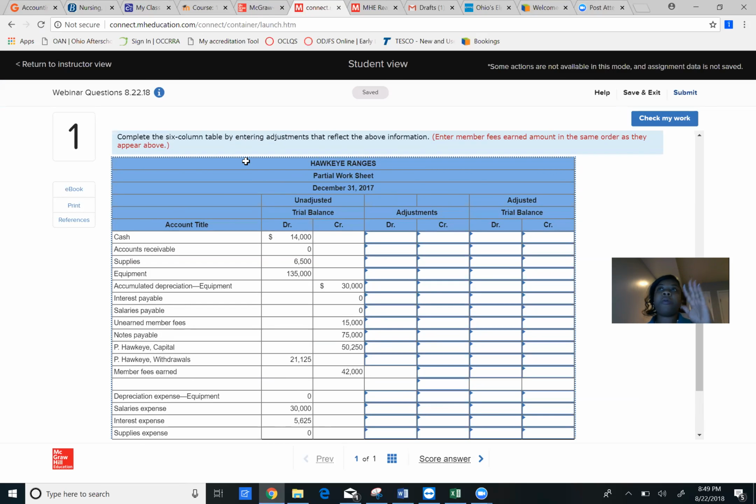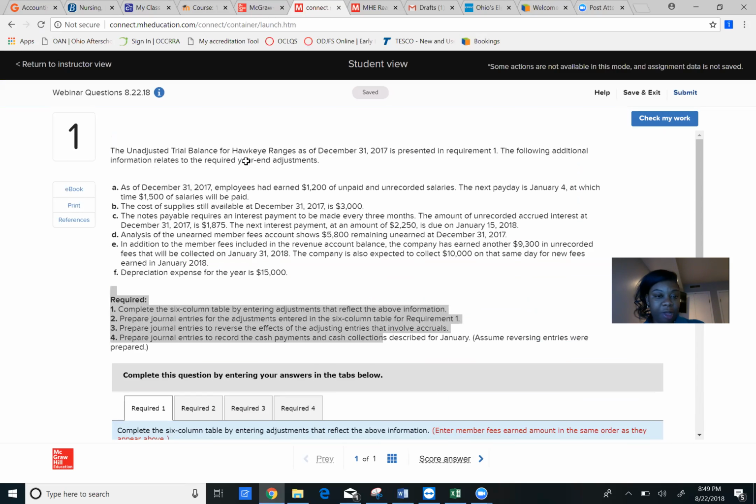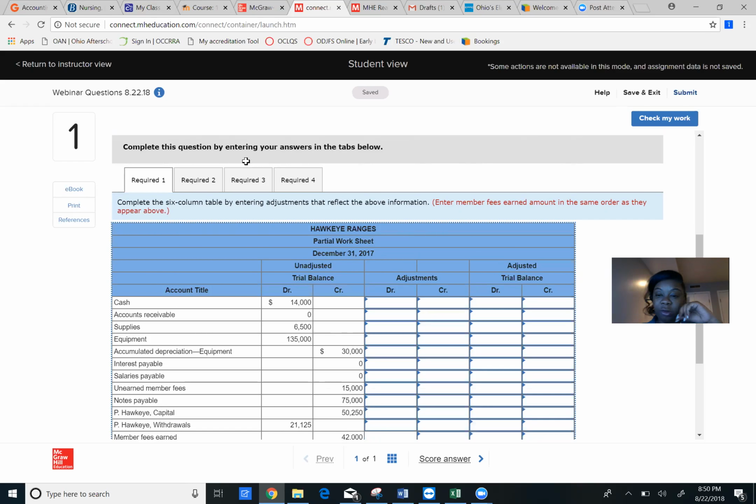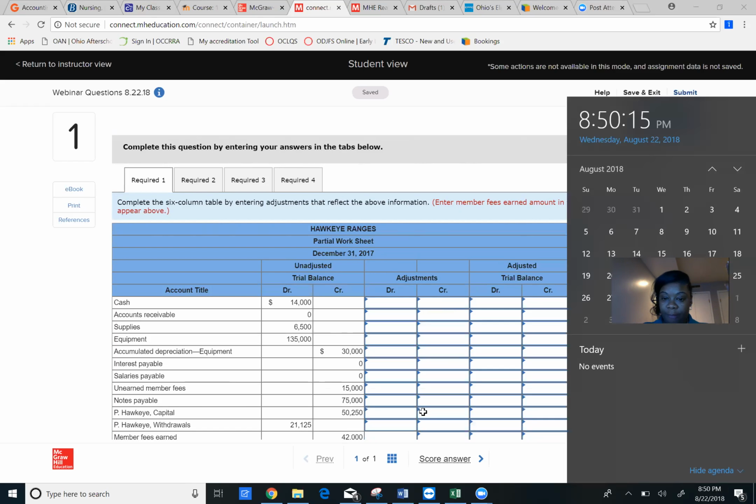Okay. So if the balance was $6,500 before, and the problem tells us that the cost of supplies still available at December 31st, 2017 is $3,000, I need to make an entry to make it $3,000. Does that make sense? Okay. So in order to do that, I need to decrease supplies by $3,500.